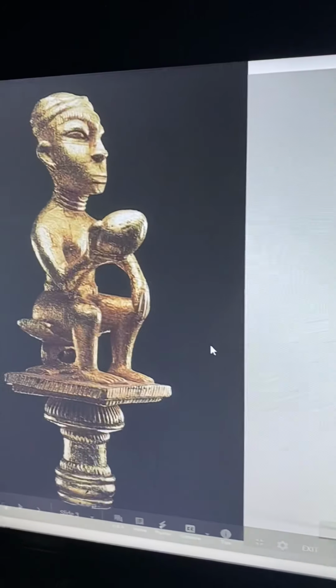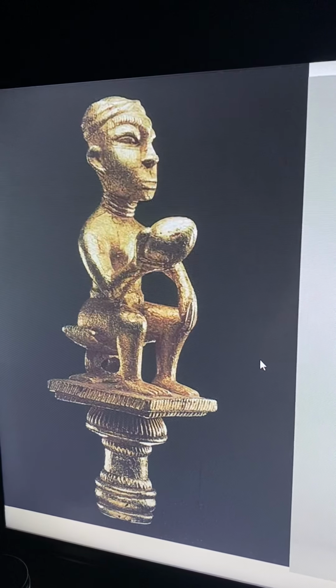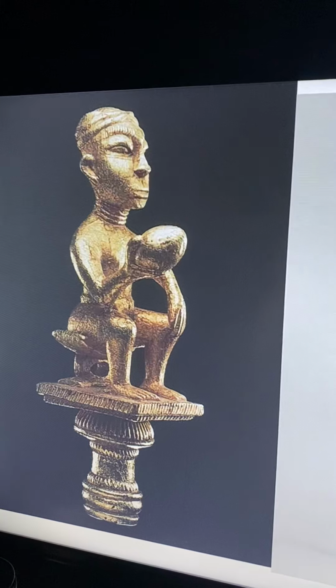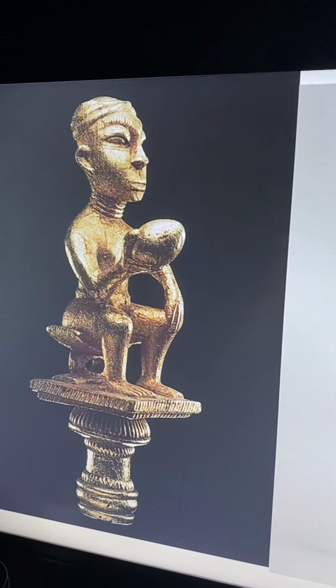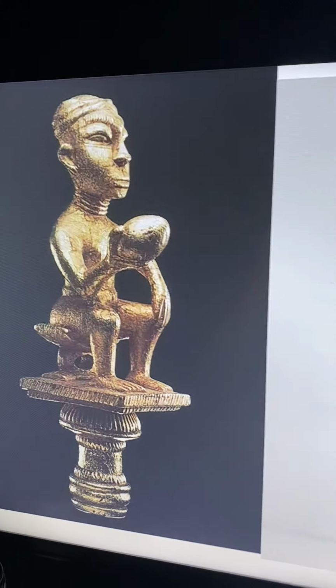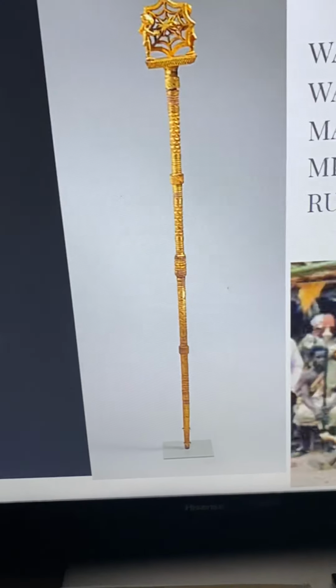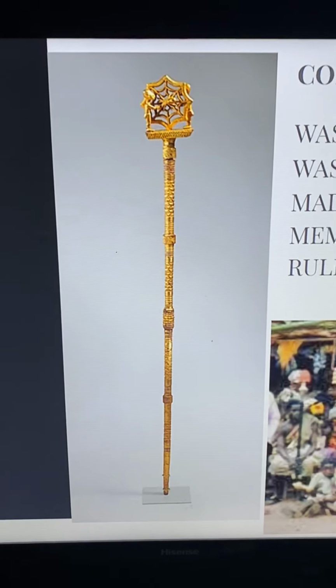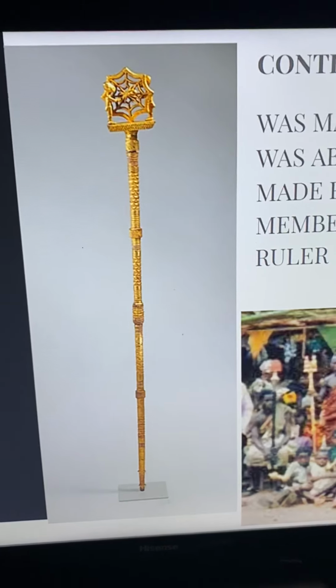The context. So right here we can see what the art piece is. It's a little sculpture carved out of wood and engraved in a gold foil. Here we can see a bigger one. It was carved out of wood and it was engraved in gold.